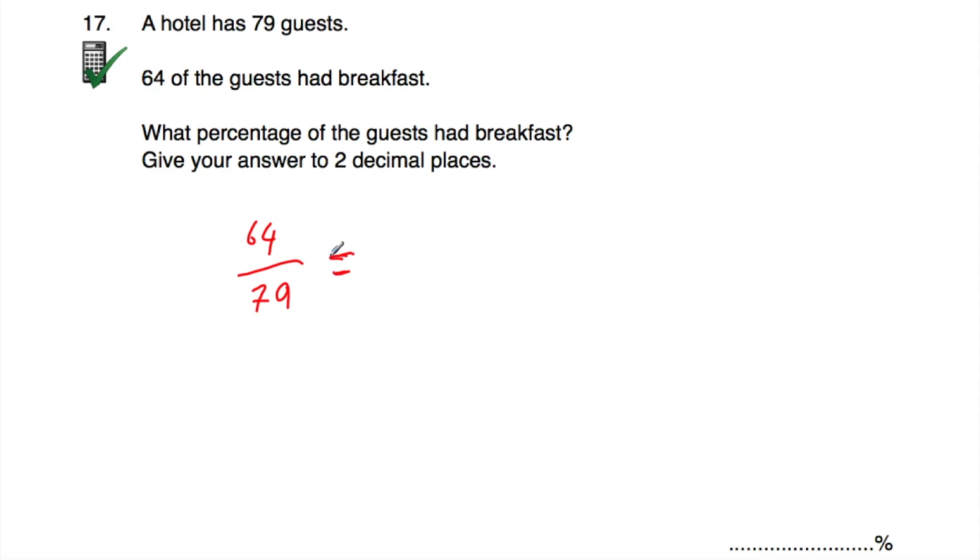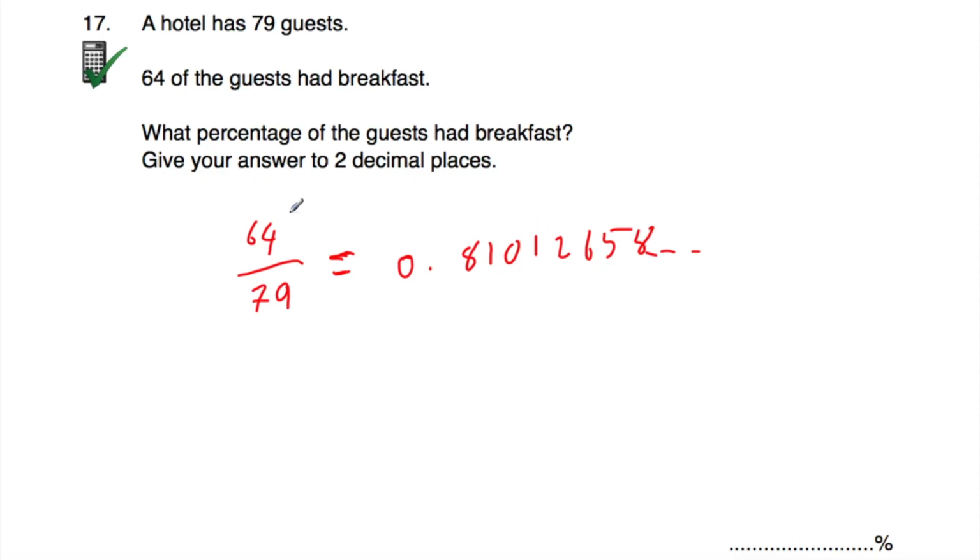To change it to a decimal, you could just type it into your calculator as a fraction and then convert that to a decimal. Or I just like to divide the numerator by the denominator, so I would just type 64 divided by 79, and that's equal to 0.81012658 and so on. Actually, it's a recurring decimal, so it actually goes on forever. But I'm just going to stop there.